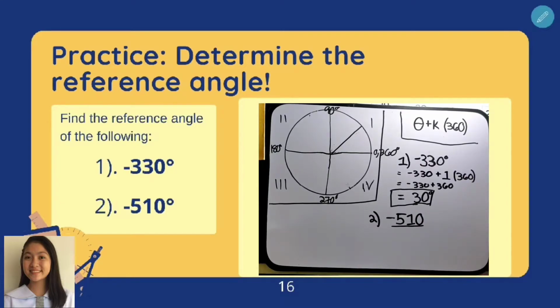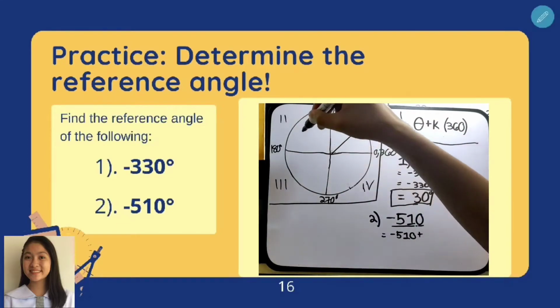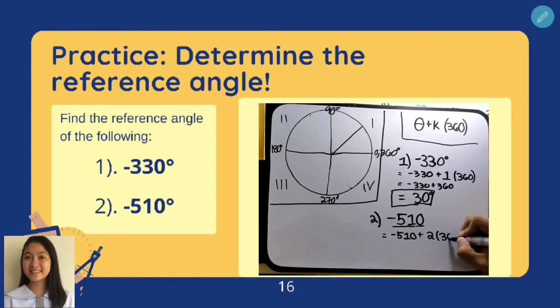Last example. Find the reference angle of negative 510. Let our theta be negative 510. Question: how many rotations do we have in negative 510 degrees? The answer is 2 rotations because negative 510 exceeds the single rotation of negative 360 degrees. Why do we need to consider the rotation? Because if we only add 360 or a single rotation, then the angle will still be negative. That is not what we want because a reference angle is always positive.